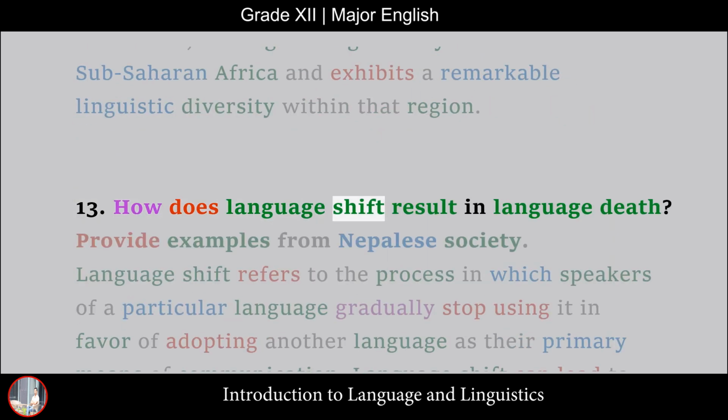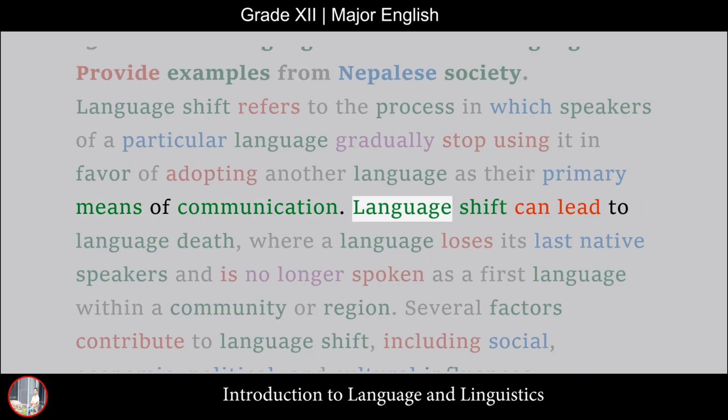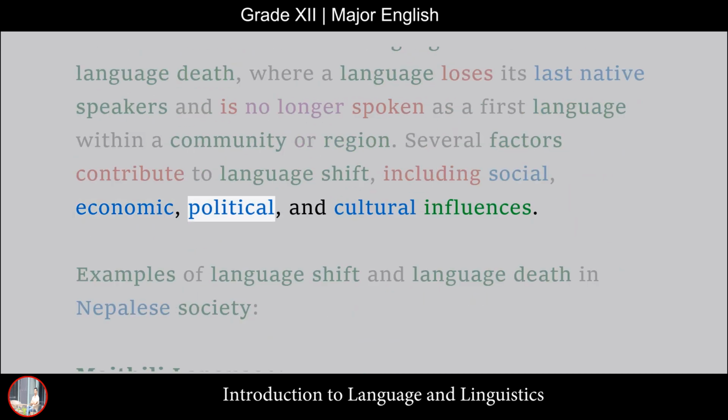13. How does language shift result in language death? Provide examples from Nepalese society. Language shift refers to the process in which speakers of a particular language gradually stop using it in favor of adopting another language as their primary means of communication. Language shift can lead to language death, where a language loses its last native speakers and is no longer spoken as a first language within a community or region. Several factors contribute to language shift, including social, economic, political, and cultural influences.